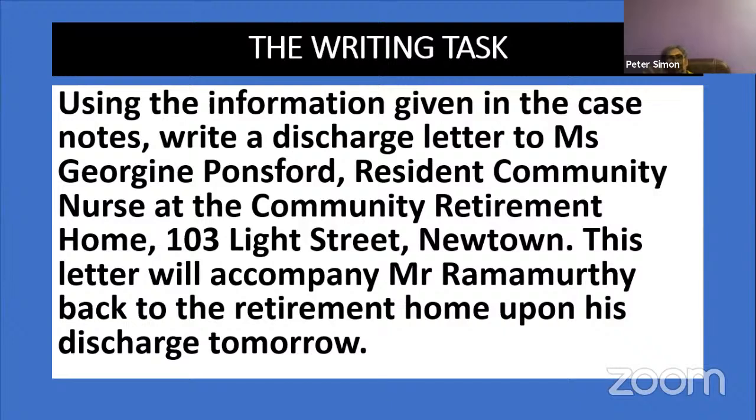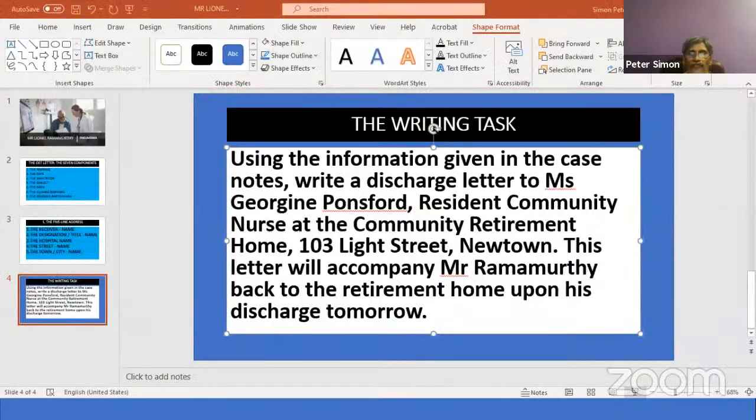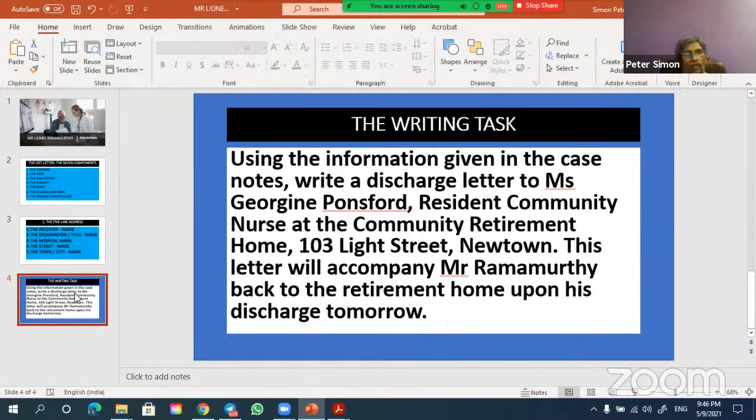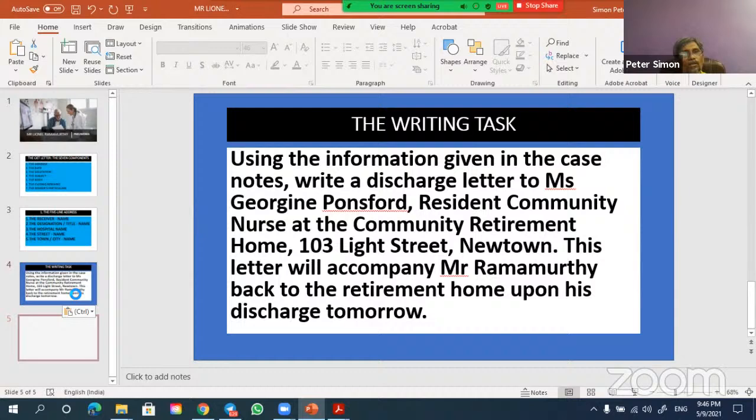So there you see they will take the 5 lines of the address. Component number 1 is the address. You'll pick up the 5 lines. Miss Georgine Ponsford, resident community nurse, the community retirement home, 103 Light Street, Newtown, 5 words. That is quite clear. Fine. Control C, Control V.